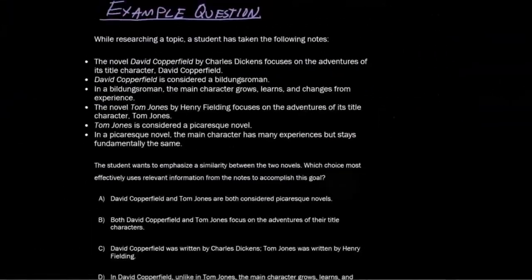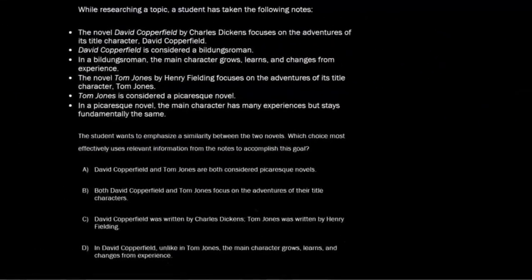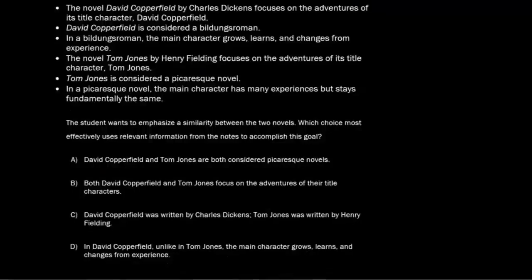Let's take a look at this example question. So, when researching a topic, a student took the following notes. There's a bunch of notes. The student wants to emphasize a similarity. What choice most effectively uses relevant information from the notes to accomplish that goal? This is a similarity. They're both. Both. This is not even a similarity. Okay? We can just eliminate this one straight off the bat. This one says unlike. Also not a similarity.